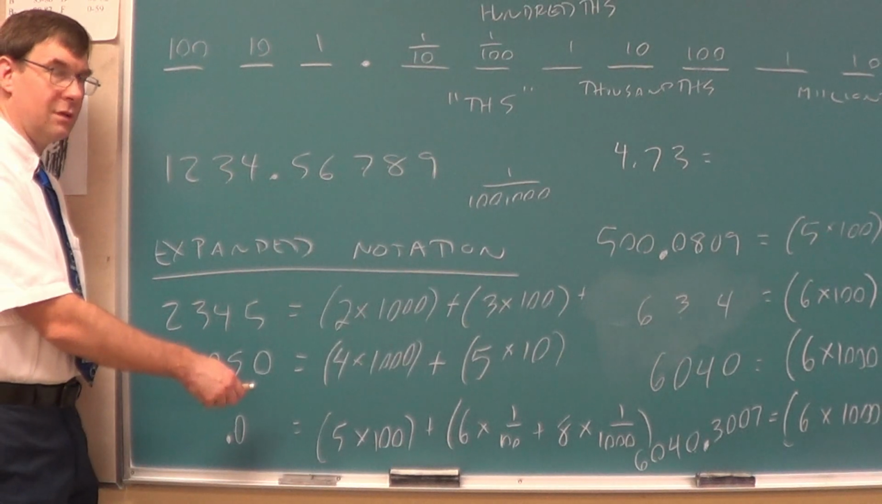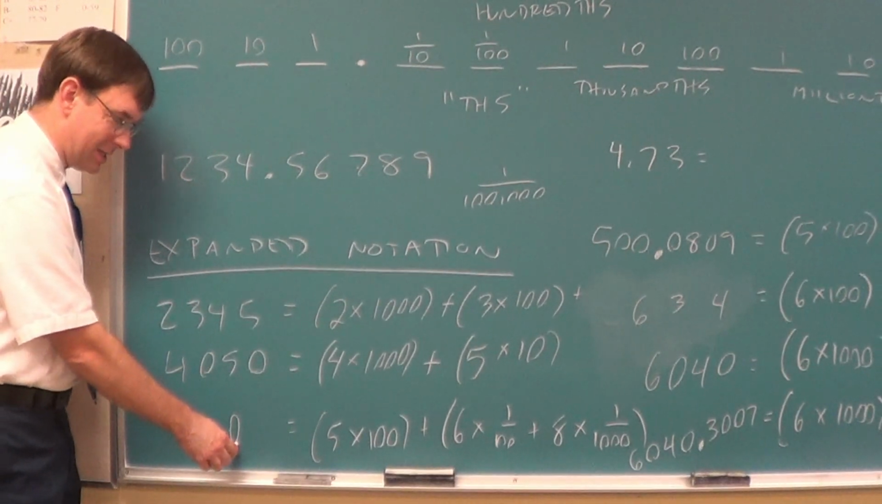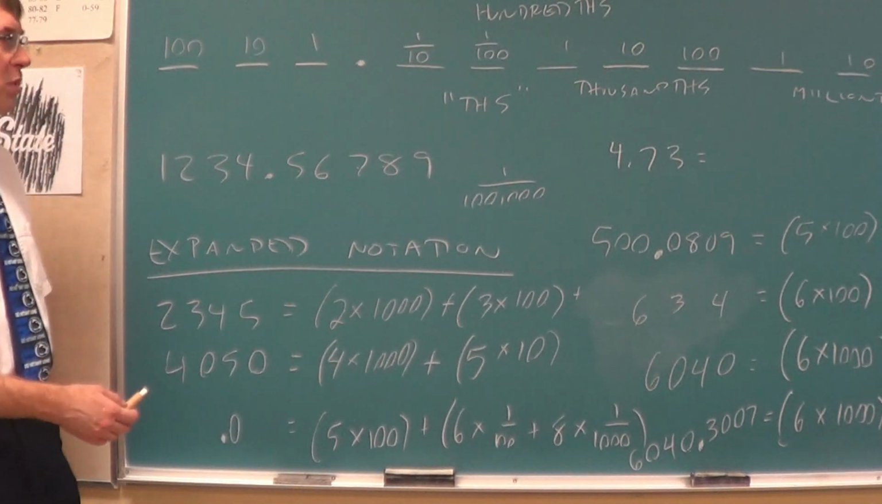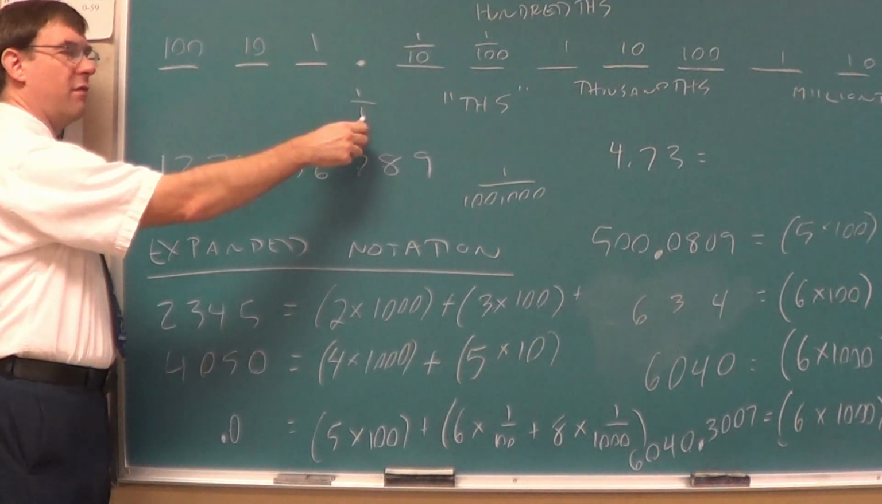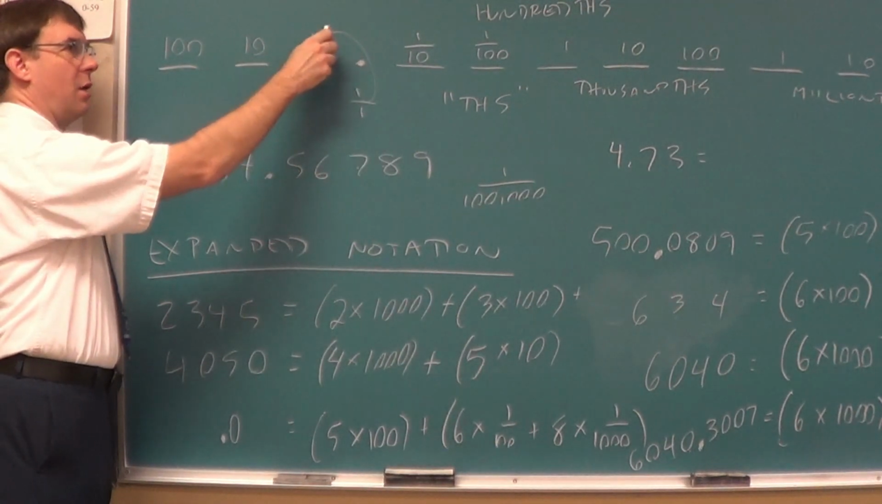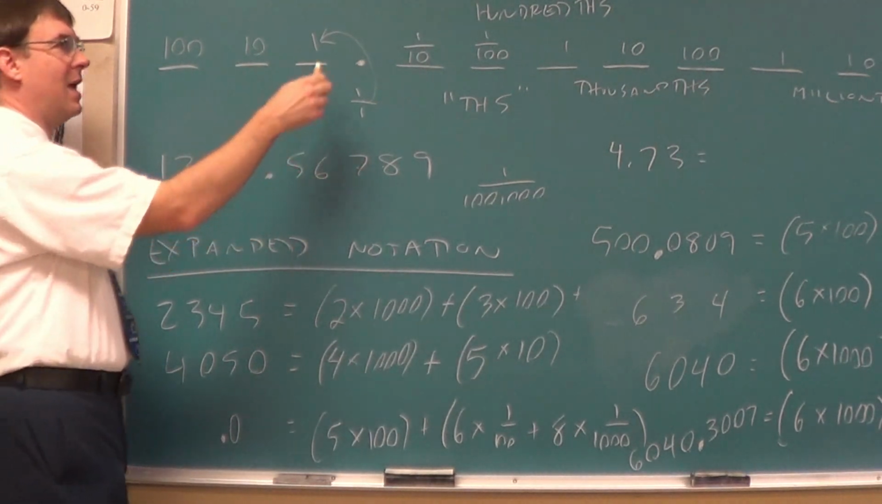No, because what spot is it to the right of the decimal? The tenths. There is no ones place on the right side, because if we tried to put 1 over 1, what's 1 over 1? 1. So there can't be a ones place there. That just can't be a thing.